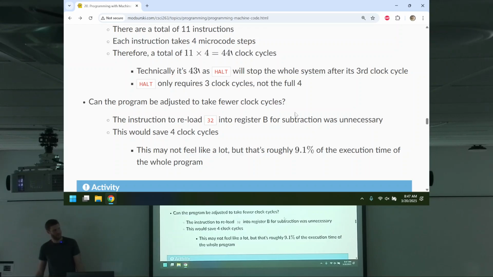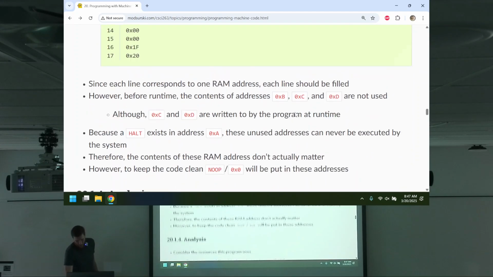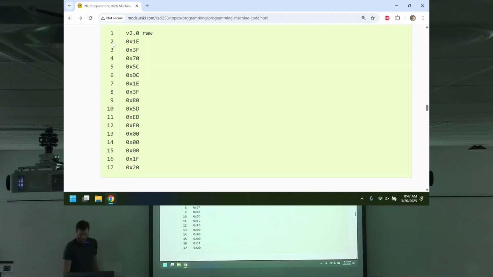Now, can the program be adjusted to take fewer clock cycles? We want to save time. Well, you remember, we talked about this last time. If I have A and B, the first instruction is load 31 into here. The next instruction is to load 32 into here. And then I add the result. And then I overwrite A to be 63. That's what happens. 1, 2, 3.